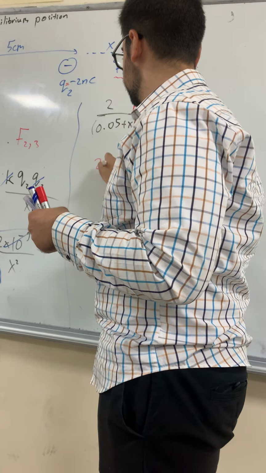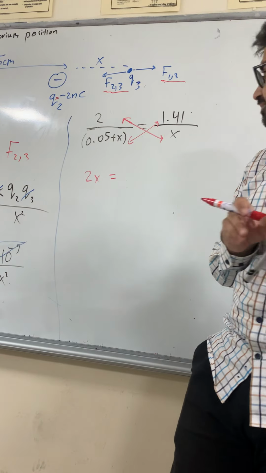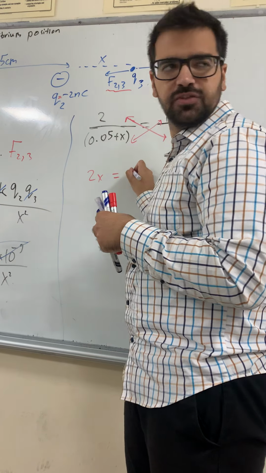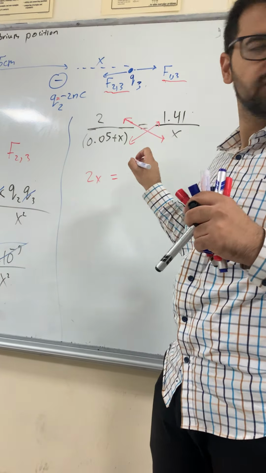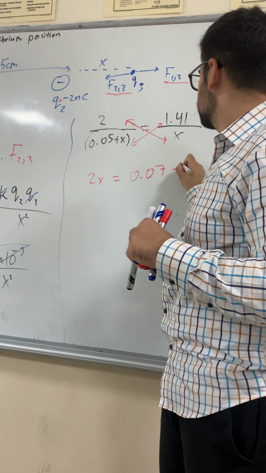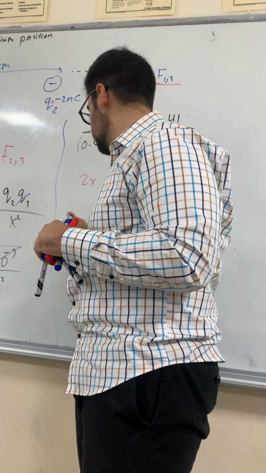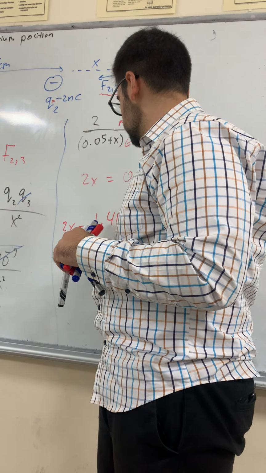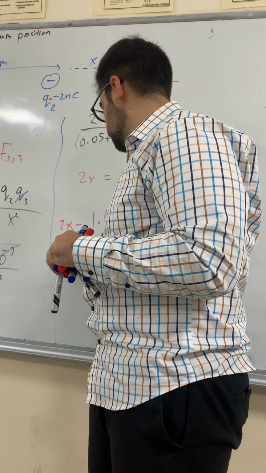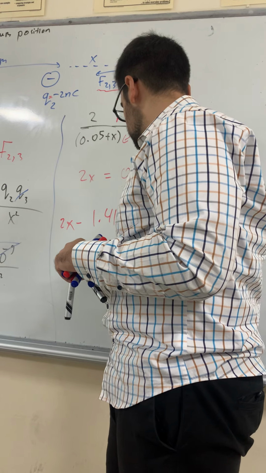So 2x is equal to 1.41 times 0.05. How much is it? 5% of this. 0.07. Yes. Okay, plus 1.41x. We take this to the other side, so it will be 2x minus 1.41x is equal to 0.07. So 0.59x is equal to 0.07.